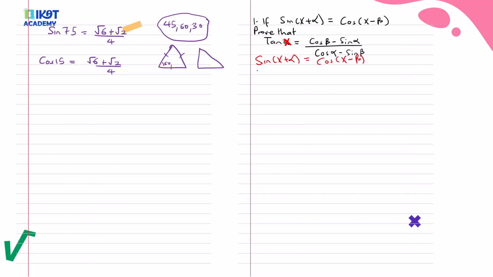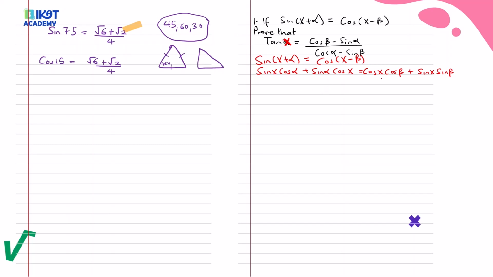So now we're going to expand. It becomes sine x cos alpha plus sine alpha cos x, which equals cos x cos beta plus sine x sine beta. Most of the proofs are going to be like this: after expanding, we collect like terms. Since the question wants us to have sine x, we're going to collect like terms for sine x and for cos x.